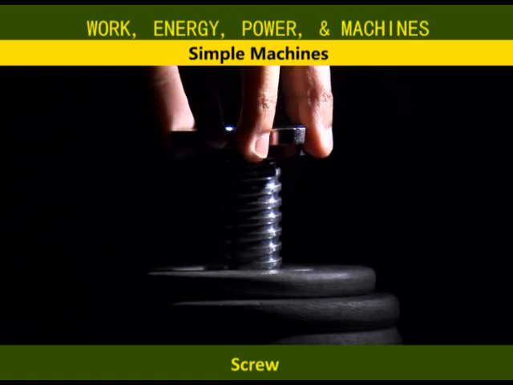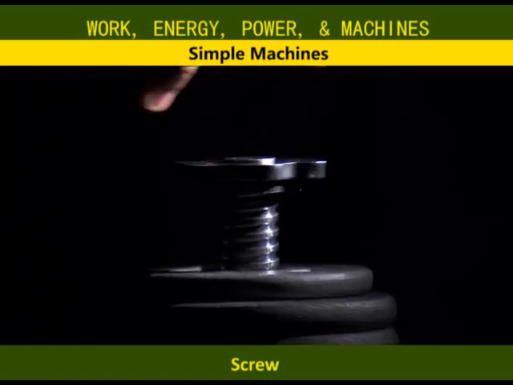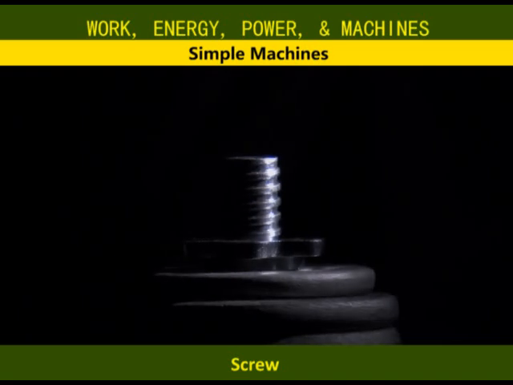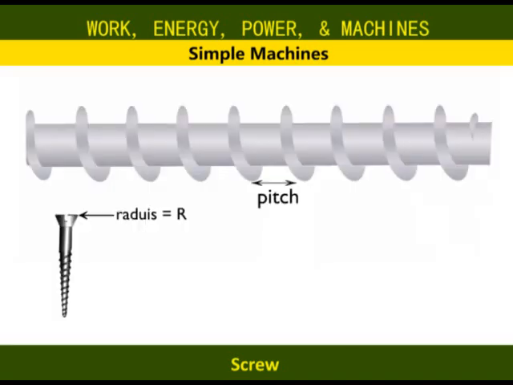Screws with more threads take less force to do a job since the force has to travel a longer distance. The distance between two successive threads is called the pitch of the screw. In one revolution, the screw moves forward or backwards through a distance equal to one pitch. The velocity ratio is equal to the circumference of the screw head over the pitch, that is 2 pi r over p.